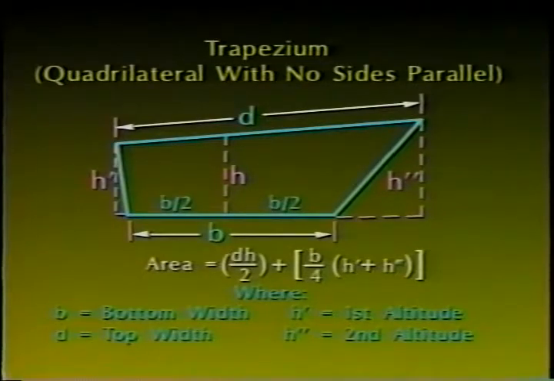A trapezium is defined as a quadrilateral with none of its sides being parallel. Its area is calculated by the equation area equals d times h over 2 plus b over 4 times h prime plus h double prime, where b equals the bottom width, d equals the top width, h the first altitude, and h double prime the second altitude.